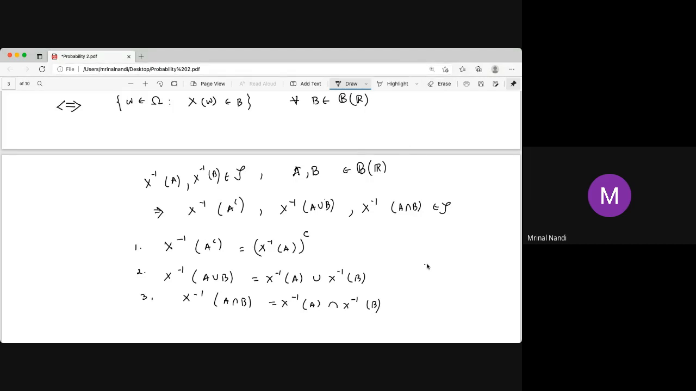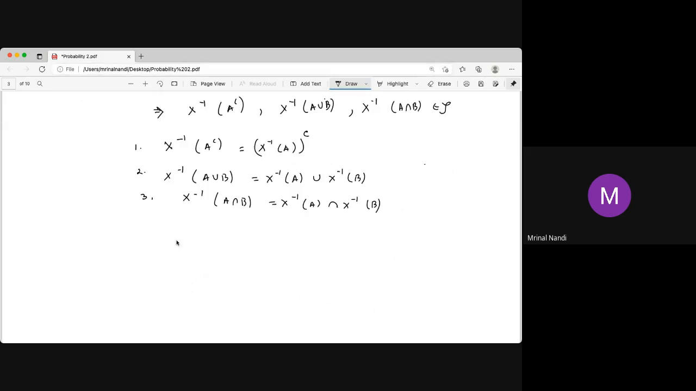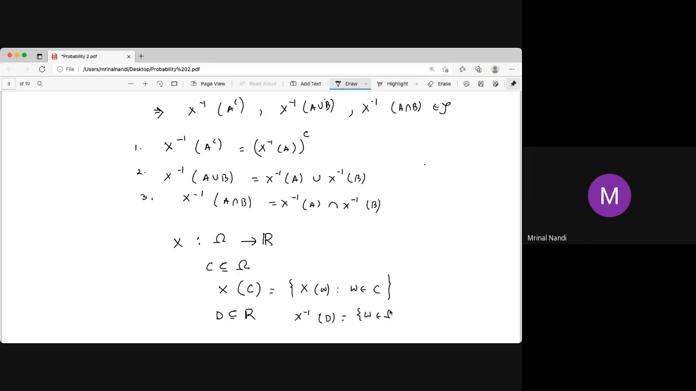What is the direct image? For any function, say this is a function from some set A to B, it may not be from omega to R. Say C is a subset of omega. Then the direct image of C, by definition, is the set of all X of omega such that omega belongs to C. And for any D in the codomain, the inverse image is defined like that: the set of all omega in omega such that X of omega belongs to D.